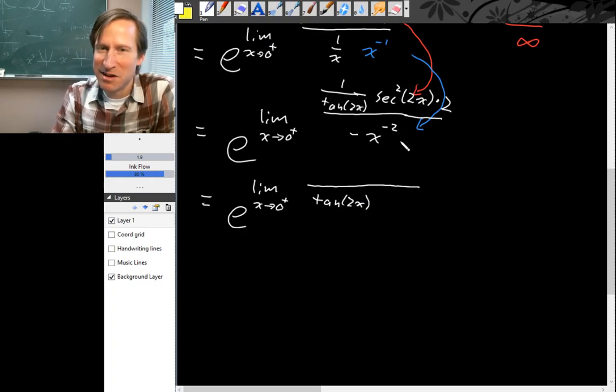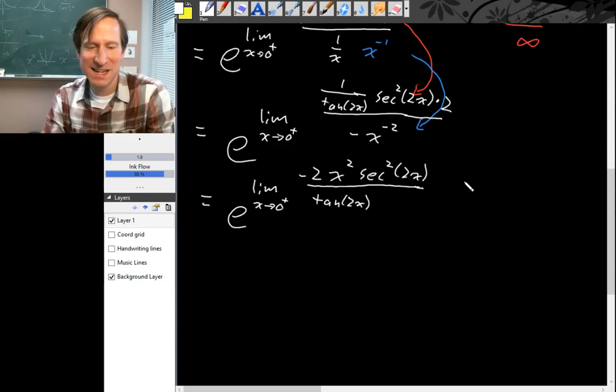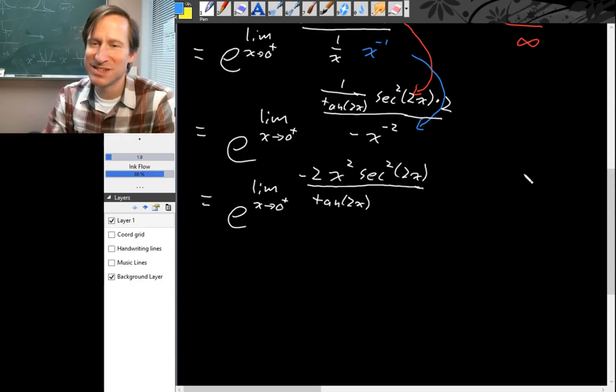These x's in the denominator actually are in the numerator because it's to the negative powers. And also we have a minus sign and a 2. So minus 2 times x squared times secant squared 2x. Okay. Now, if you evaluate at 0, we're still getting 0 over 0.